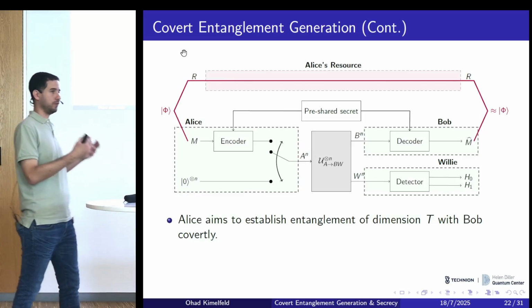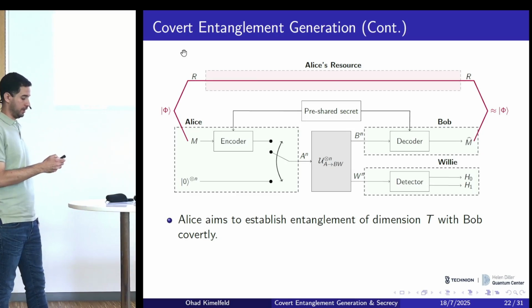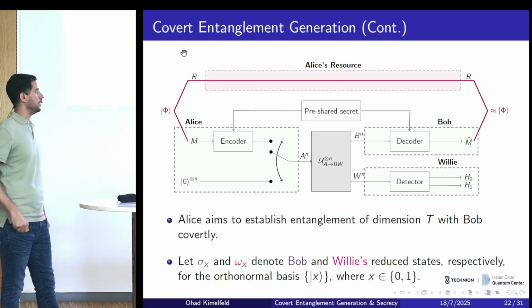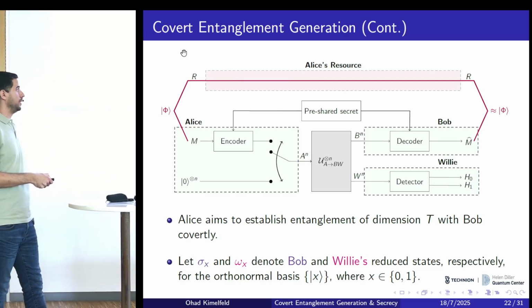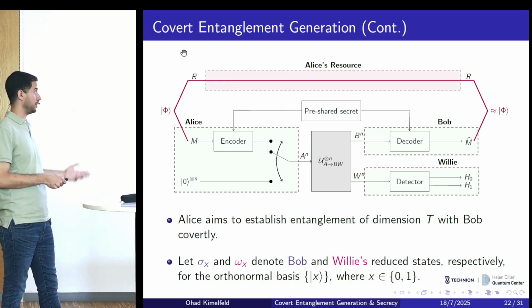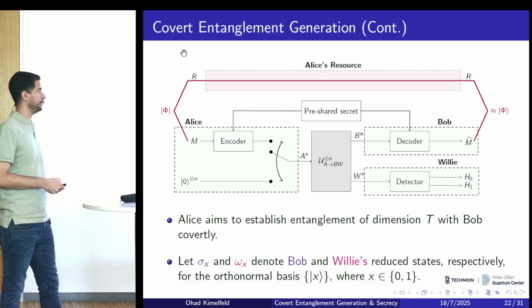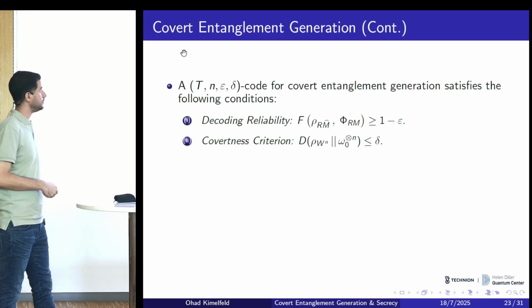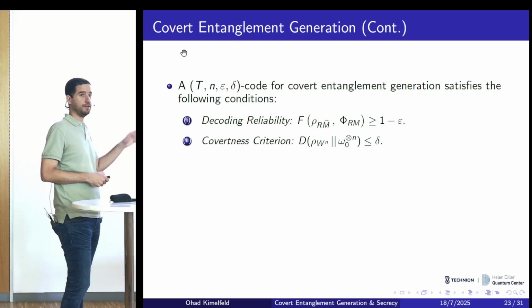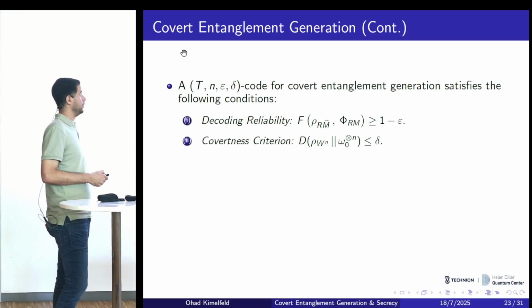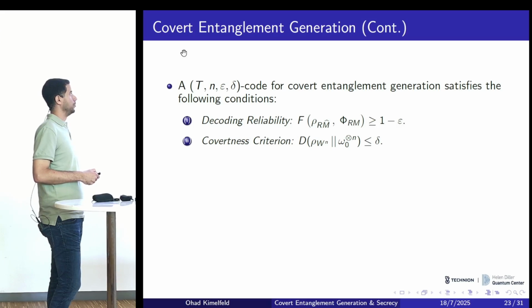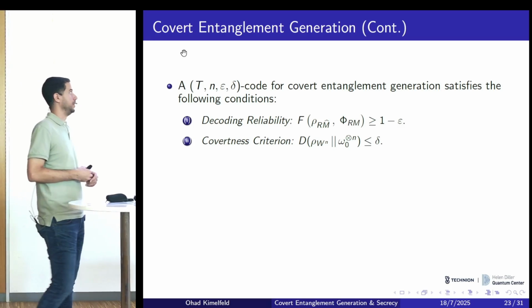Okay, so Alice wants to establish entanglement of dimension T with Bob, and covertly, of course. And similarly, let sigma x and omega x denote Bob's and Willy's reduced states, respectively, but now for the orthonormal basis X, where X again can be 0 or 1, where 0 again is the innocent input. So a code for covert entanglement generation now satisfies two conditions. The first one is the decoding reliability for Bob, but now we use the fidelity between the shared state between Bob and the resource and the original maximally entangled state, capital Phi. And of course, we want it to be as close to 1.